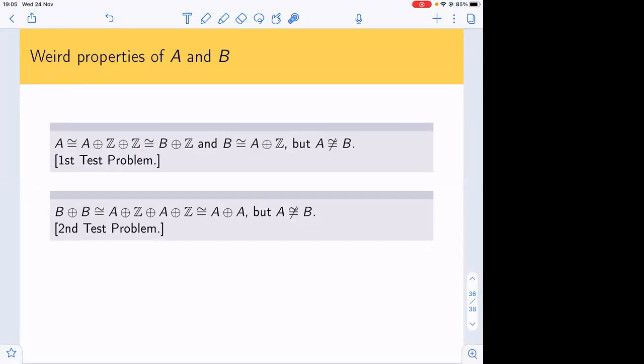Okay, now let's look at B plus B. So B is just A plus Z. So B plus B is A plus Z plus A plus Z. But Z plus A plus Z, oops, missed. That's the same as A plus Z plus Z, which is isomorphic to A. So this is isomorphic to A plus A. So B plus B is isomorphic to A plus A, but A is not isomorphic to B. So this also gives another example for the second test problem. We can have two non-isomorphic groups, so that the direct sum of two copies of one of them is isomorphic to the direct sum of two copies of the other one.